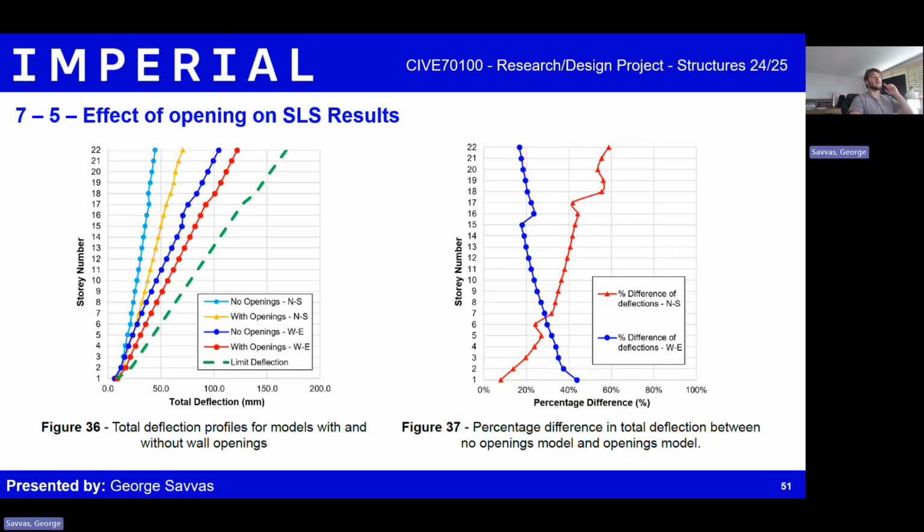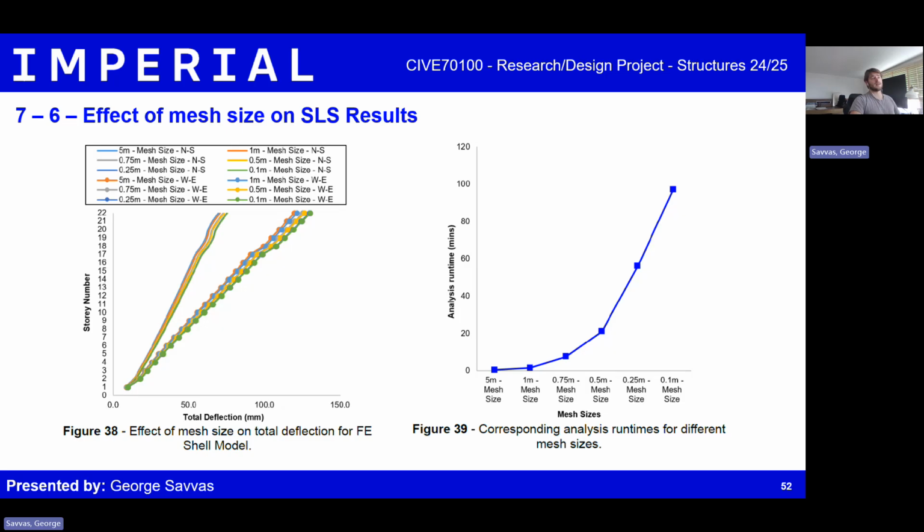Turning to the next strand of the investigation, the influence of wall openings was assessed by comparing two shell models, one including openings and one excluding them. The results showed a significant impact on predicted deflections, with differences reaching up to 60%. This highlights the critical importance of explicitly modeling openings, as their omission can lead to a substantial underestimation of structural response. The final strand of the investigation examined mesh sensitivity.